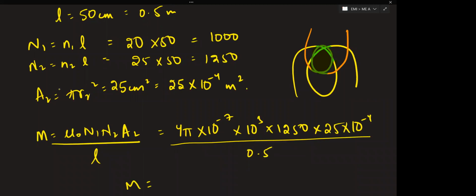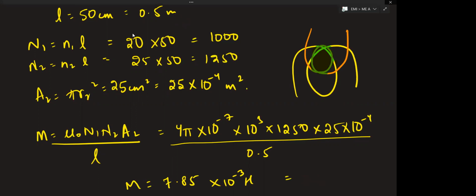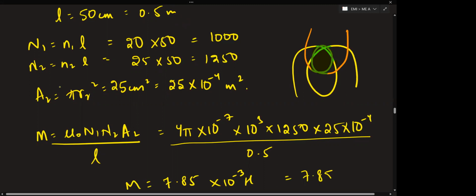So as rightly answered by Z, this will be 7.85 into 10 to the power minus 3 Henry, which is equal to 7.85 millihenry. Also you can write it as 7.85 millihenry. All right, note it down.